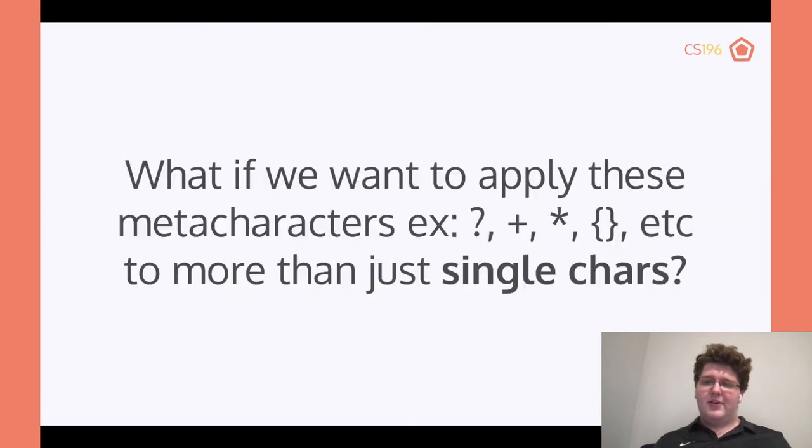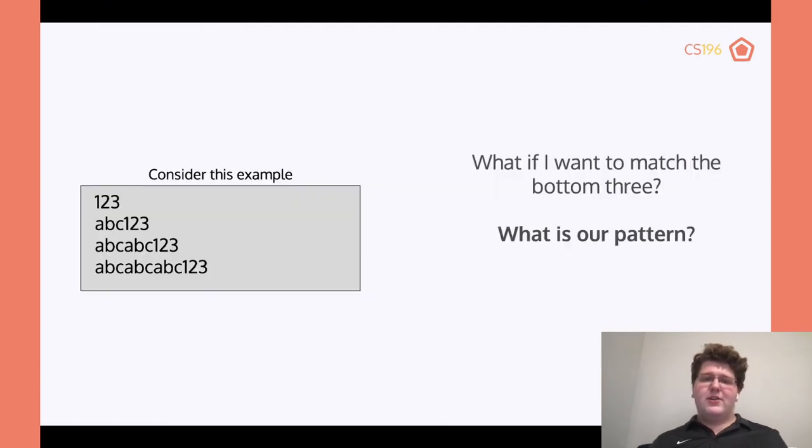So now that we have this pattern, what if we want to apply these meta characters and have more than just single characters? What if we want to do something like an optional area code? Let's take a look at this example. We have ABC, ABC, ABC, 1, 2, 3, ABC, ABC, ABC, 1, 2, 3, and then 1, 2, 3 itself. So what is our pattern to only get the bottom three? What we have to do is say ABC, and then a plus, and then 1, 2, 3.